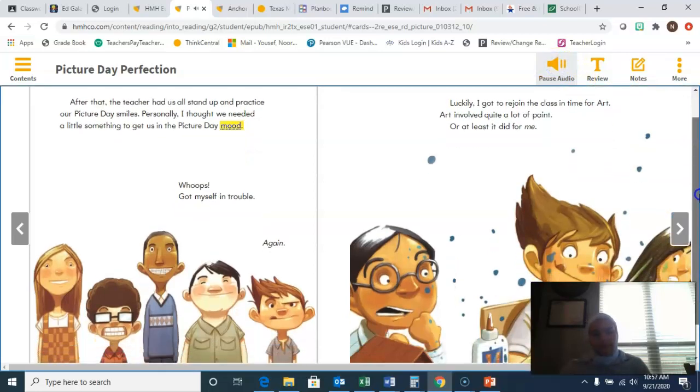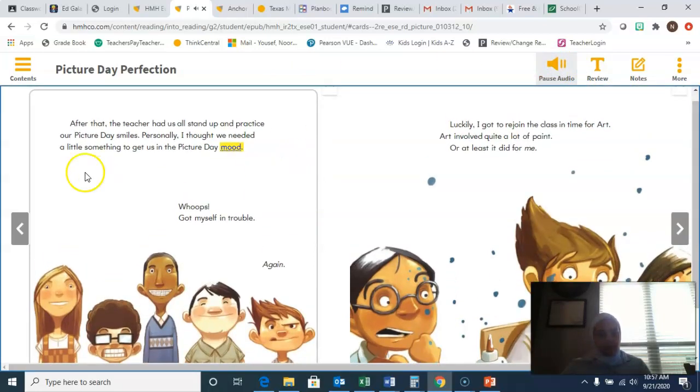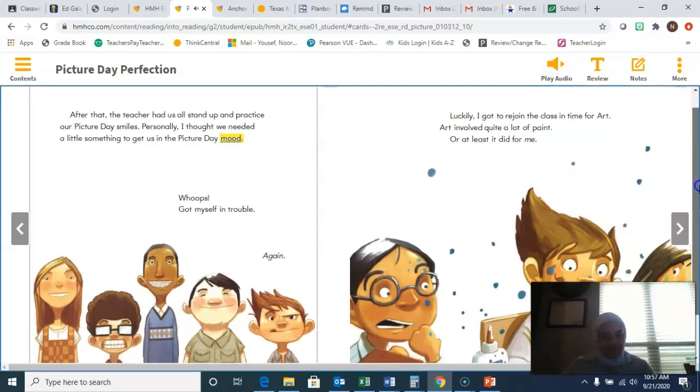After that, the teacher had us all stand up and practice our picture day smiles. Personally, I thought we needed a little something to get us in the picture day mood. Whoops. Got myself in trouble. Again. Oh, yeah.